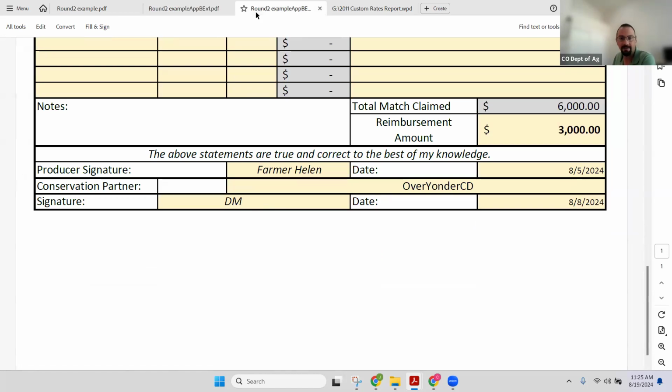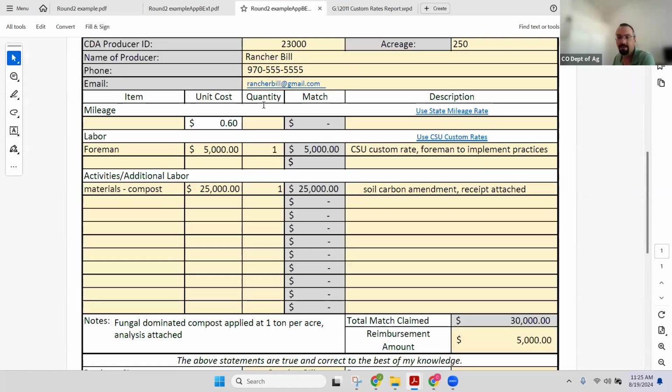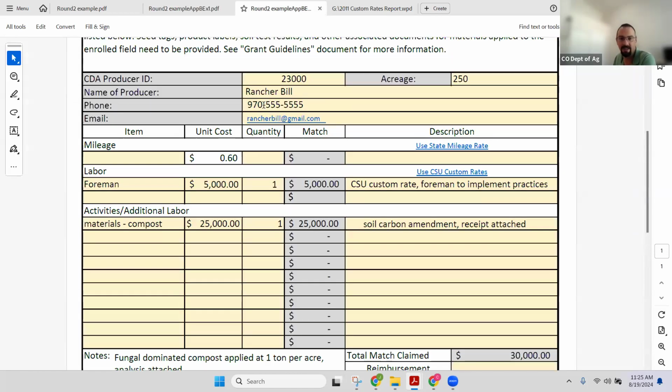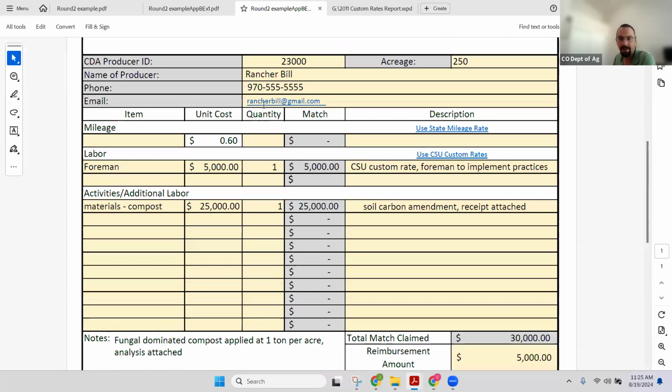Okay, good example. Rancher Bill, this is also Appendix B's second example. Has 250 acres enrolled in the program. They did not have any mileage, which is just fine. So people are going to ask about this particular one. This is the foreman rate. We're going to pull up the custom rate sheet. If I can get my little toolbar to hide.